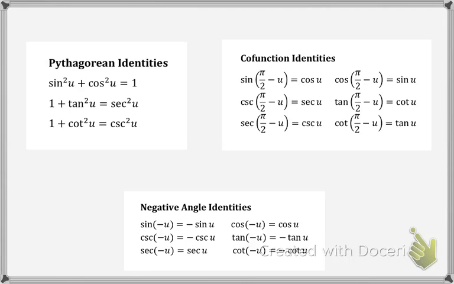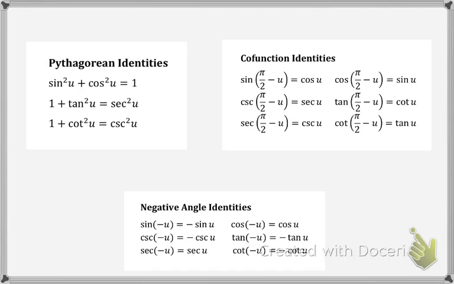And then as you can see here, there are 6 different identities. The first one being the sine of pi over 2 minus u is equal to the cosine of u. And then going across the top, cosine of pi over 2 minus u is equal to the sine of u. Cosecant of pi over 2 minus u is equal to the secant of u. Tangent of pi over 2 minus u is equal to the cotangent of u.